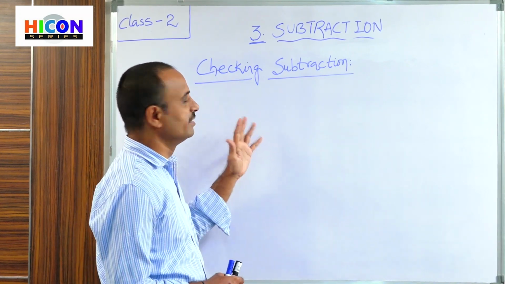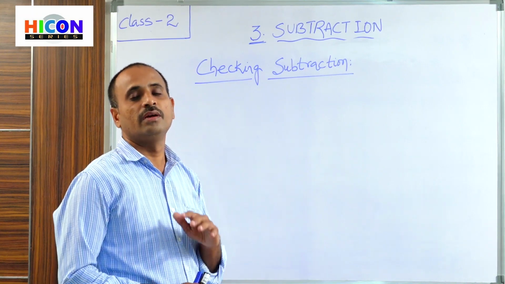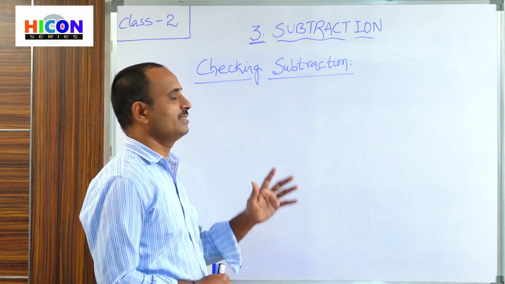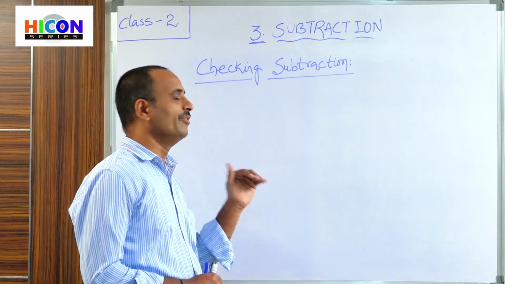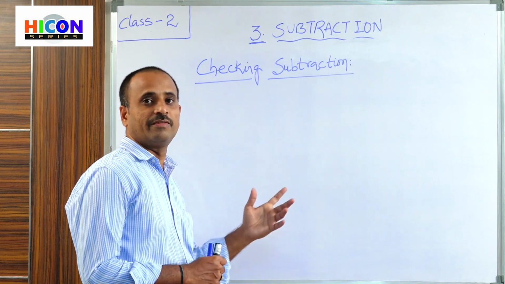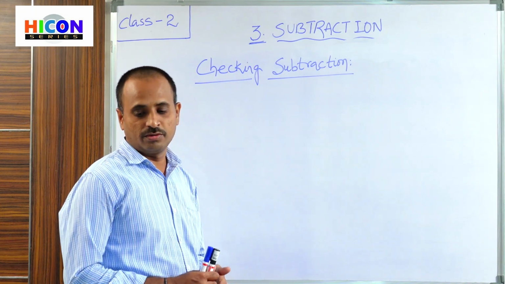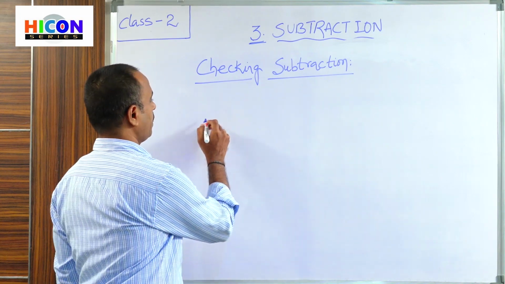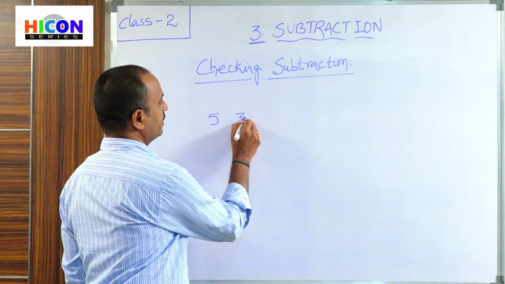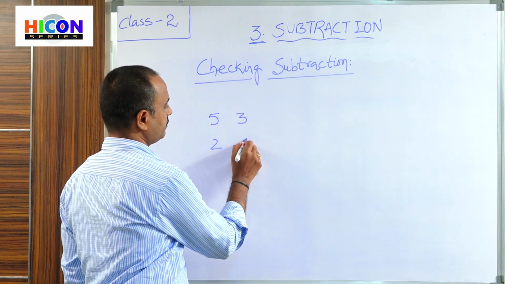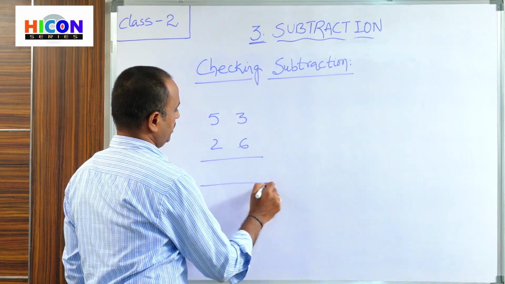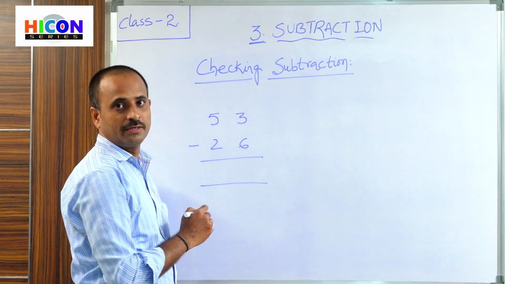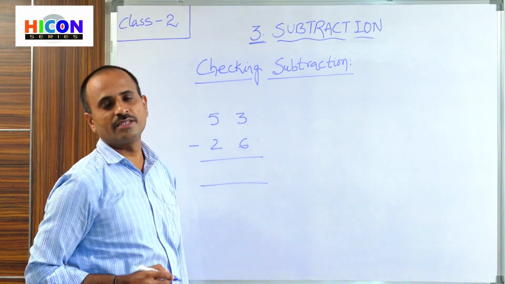So, let us understand this checking by using a simple example. Let us take two-digit numbers, subtract them and verify, that means check whether the answer is correct or not. Take two numbers, 53 and 26. So, children, here two numbers are given. The first number is 53 and the second number is 26.